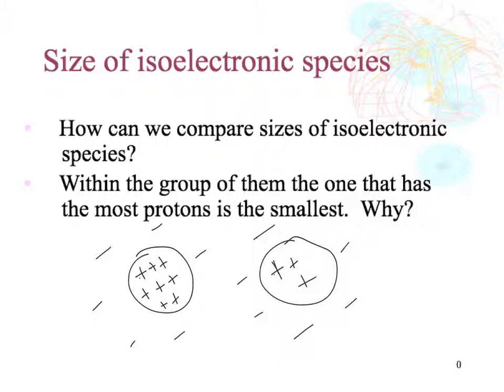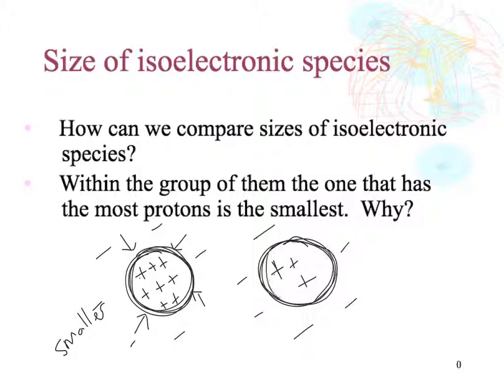Well, think about this. You have negatives on the outside, positives on the inside. This pulling power is going to be a lot greater than this pulling power. So this is really super positive. These electrons are going to be pulled in close. So this will be the smaller species. Here, the pulling power isn't so great. So yes, it'll attract those electrons, but not to the great extent that all these protons will.